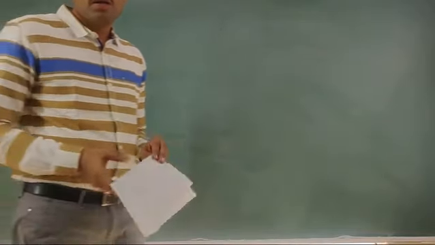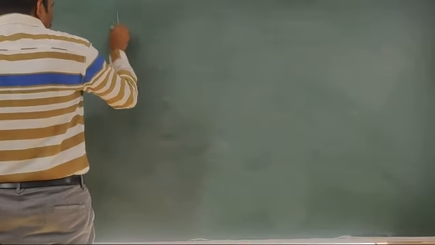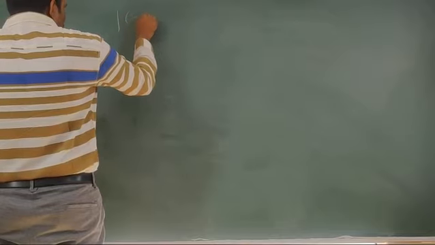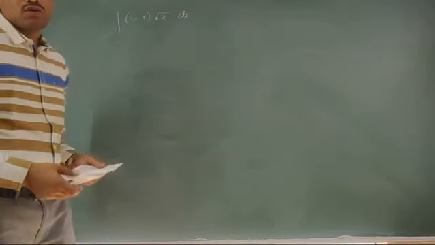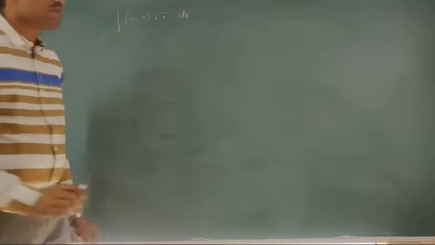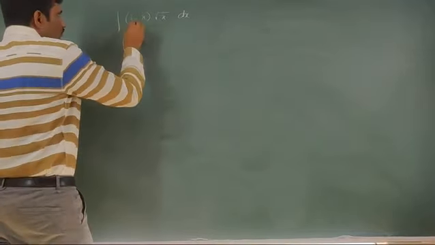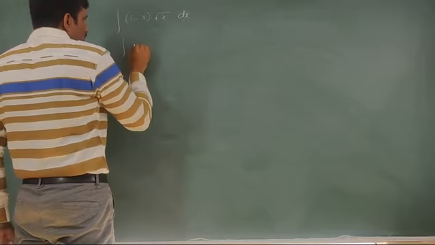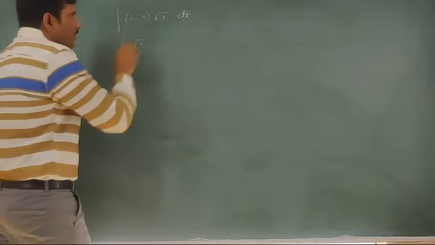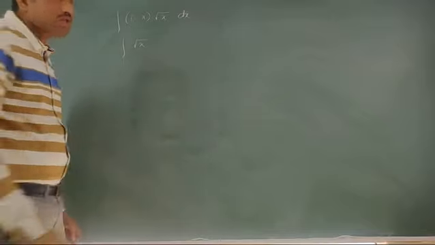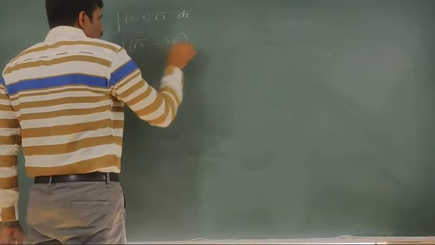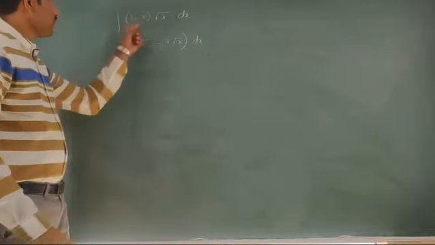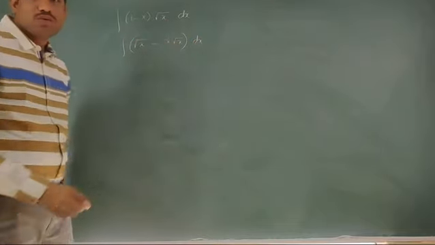Basic problems on integration. We'll continue with the next. Now integrate 1 minus x into root x into dx. Integration of (1 minus x) into root x. Multiply the brackets: 1 into root x is root x, minus x into root x, into dx. Is it clear?